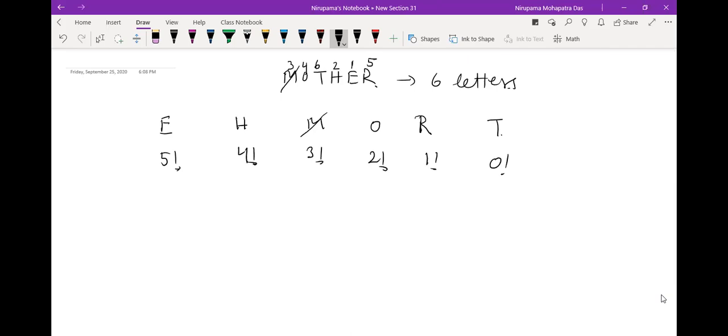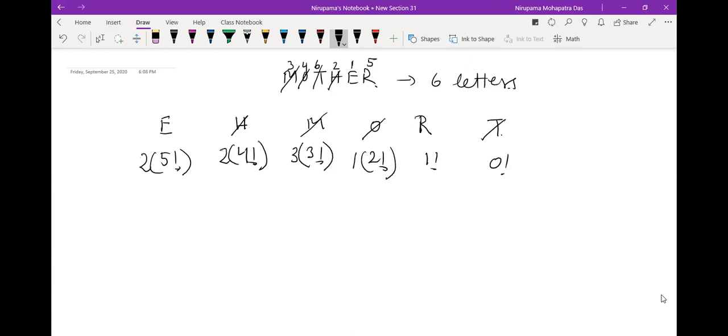Before M, you have 2, so 2 into this. Now next, O. Before O, uncancelled letters are 2, E and H, so multiply by 2. Then T: before T, there are 1, 2, 3. Now H: before H, you have only E, right?